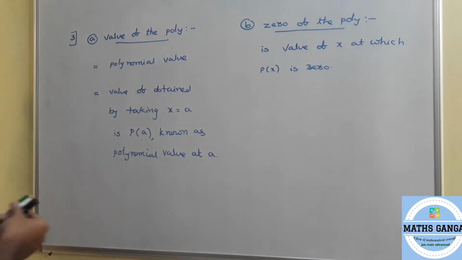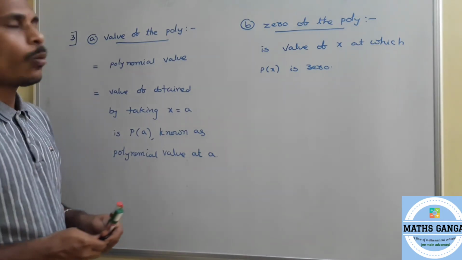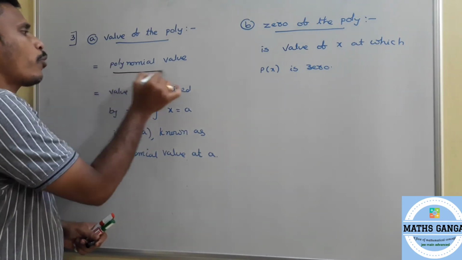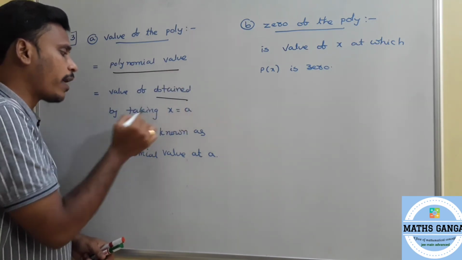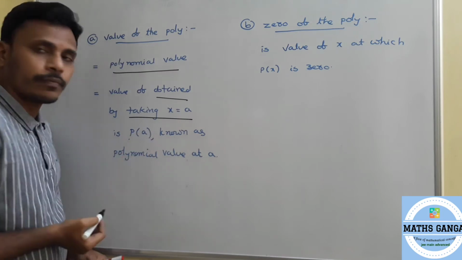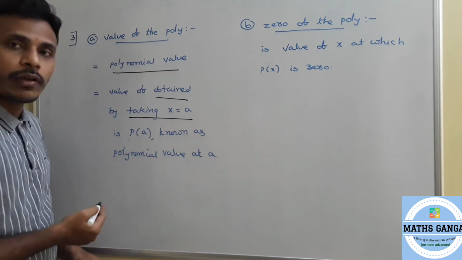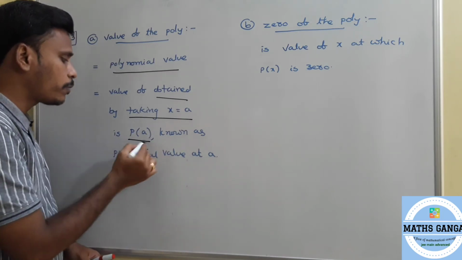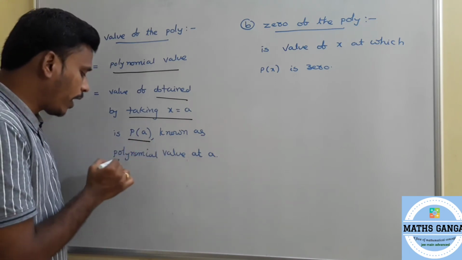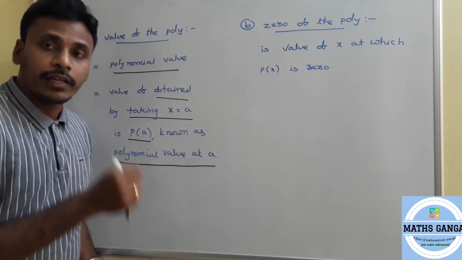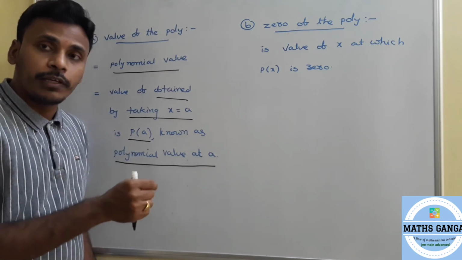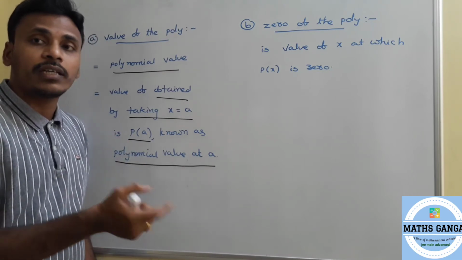Value of the polynomial and zero of the polynomial. Value of the polynomial, or polynomial value. See, this polynomial value is just obtained by taking x equal to a. So if the polynomial is p of x, by taking x equal to a, this is p of a. And it is known as the polynomial value at a. See, polynomial value at a, polynomial value at b, polynomial value at 3, like that it will happen.